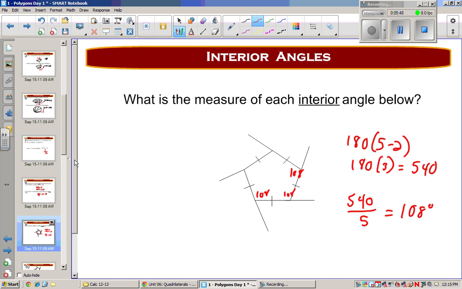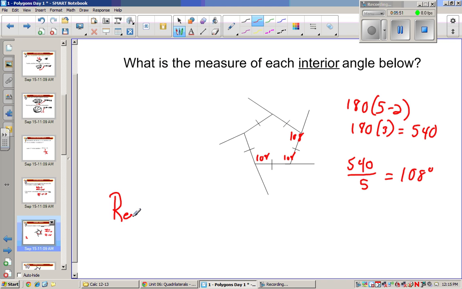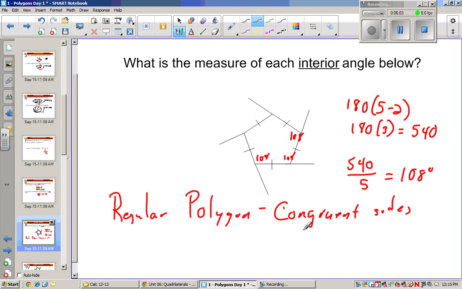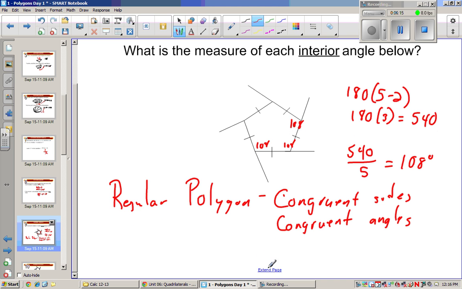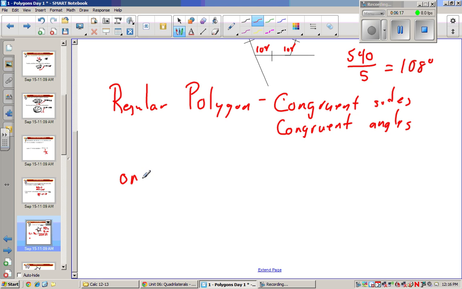Now there is kind of an equation, and we have to know what regular means. A regular polygon has congruent sides and congruent angles. So if it's a regular polygon, we can use an equation to find one interior angle. This only works if it's a regular polygon, and it's going to be 180 times n minus 2, and then we'll divide it by how many sides, which is n.